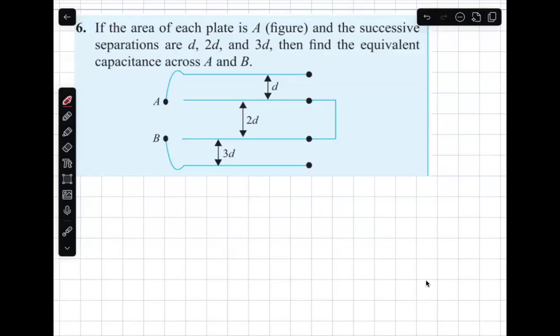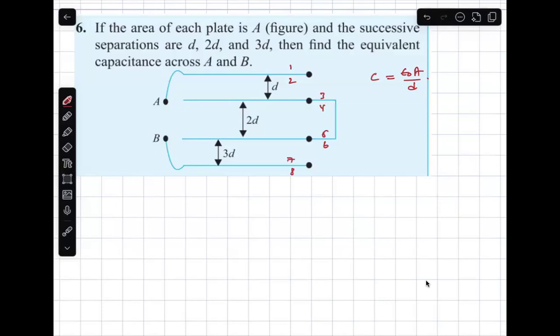You don't use any term called C here. You define better what is C initially. I am defining C as some term which is epsilon naught A by d. Now we will label 1, 2, 3, 4, 5, 6, 7, 8.